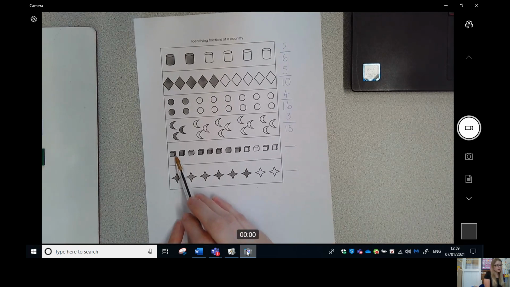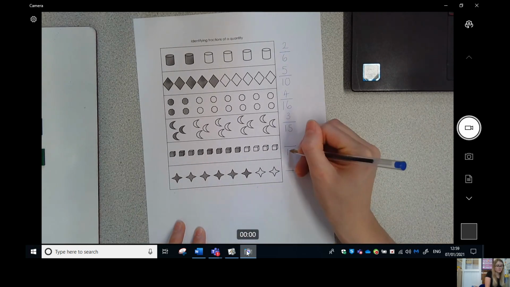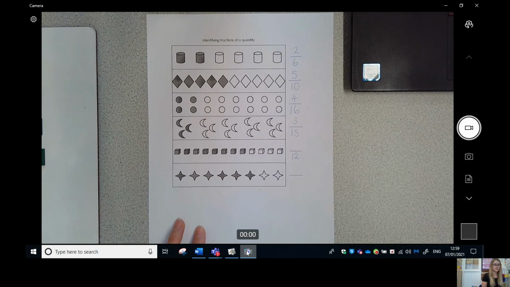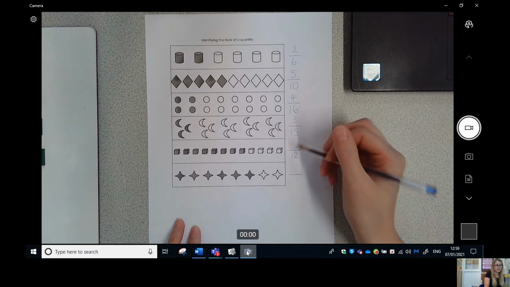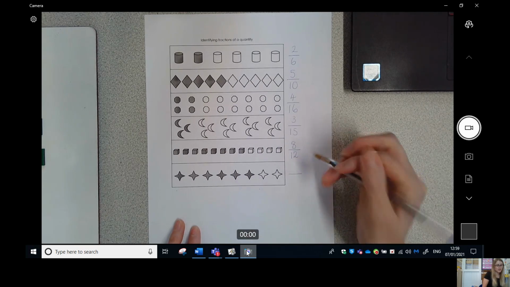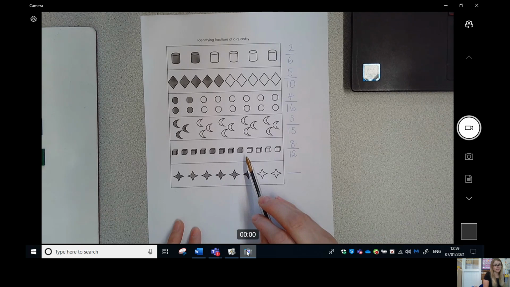For this one, I would have said 1, 2, 3, 4, 5, 6, 7, 8, 9, 10, 11, 12. There are 12 in total, so that's my denominator. And there are 1, 2, 3, 4, 5, 6, 7, 8 shaded, so that is my numerator. So in total, 8/12 of these objects are shaded.